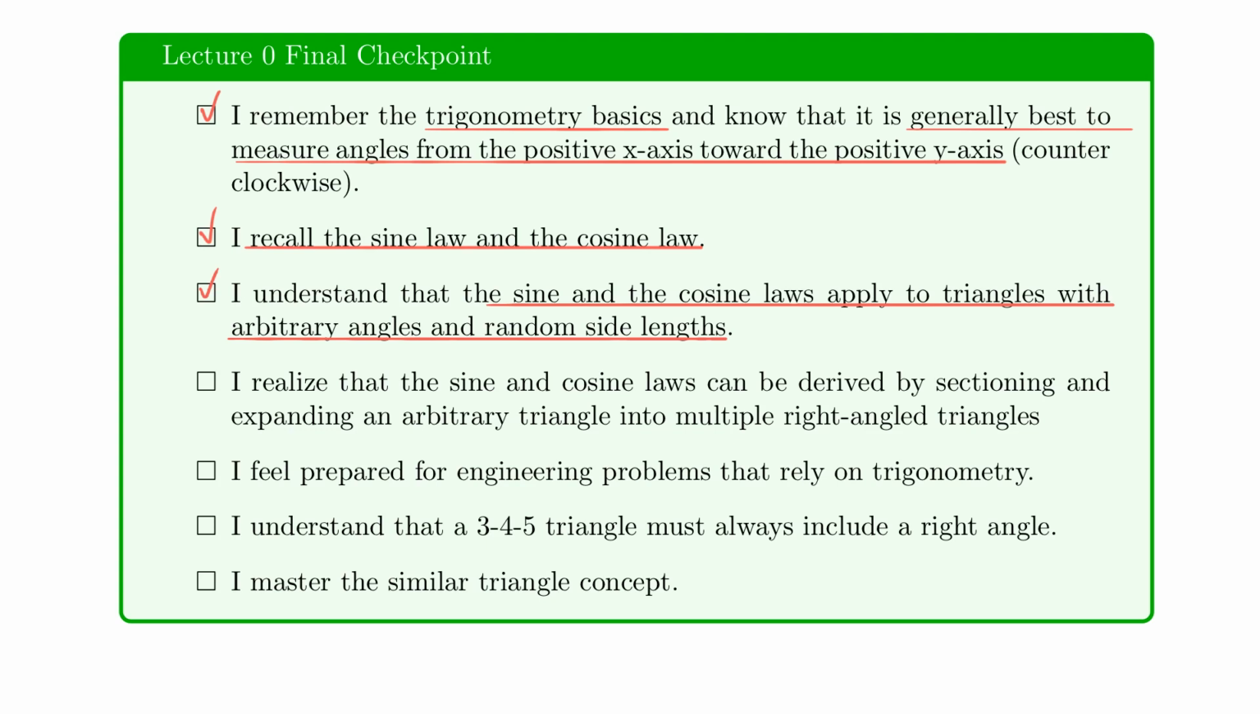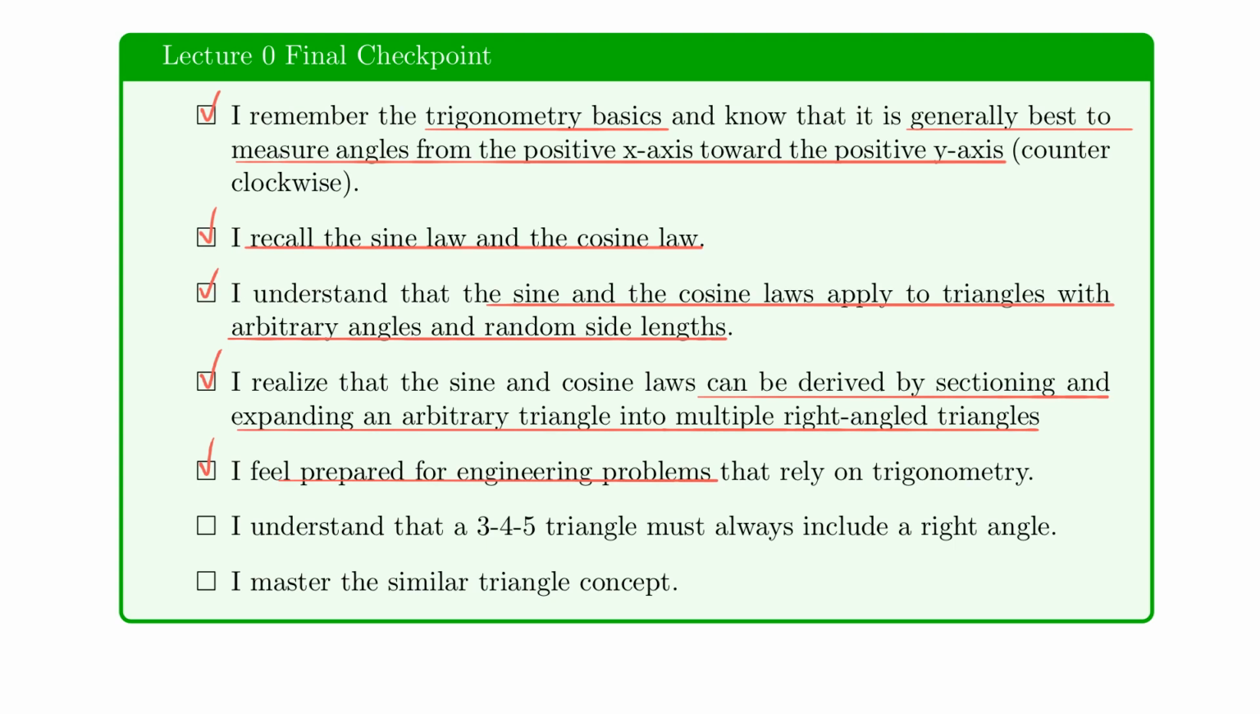We realize that the cosine law and the sine law can be derived, and you can derive this yourself even by sectioning and by expanding any of those random triangles into many right-angled triangles. So you need, of course, a solid understanding about right-angled triangles if you even want to deal with non-right-angled triangles. But I can check that off now. And in other words, we are now prepared for engineering mechanics problems that rely on trigonometry. And all of them actually do in one way or the other, but we are now prepared for that.